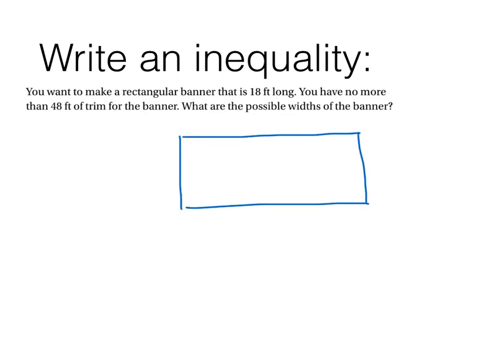I'm going to draw a picture. 18 feet for each of the lengths. I don't know the widths. There's my defining a variable. Now I got to write my equation, or in this case, inequality. Again, no more than 48 feet of trim. 2 x's for the width plus 2 18s for the length.